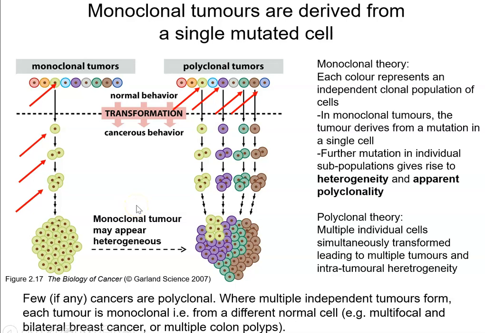Now there are only a few examples that you should be aware of which are genuinely polyclonal, and that would be where multiple independent tumours form completely independently of each other. So for example in hereditary breast cancer you can have multiple independent tumours in one breast. Similarly with prostate cancer, you can have multiple independent tumours within a prostate which are genetically unrelated to each other. Also in colon, particularly if you've got a genetic predisposition to colon cancer, you can have multiple independent colon polyps which can form multiple independent tumours. But these are very much the exception, and in most cases cancer develops as a single tumour at a single site originating from a single cell.